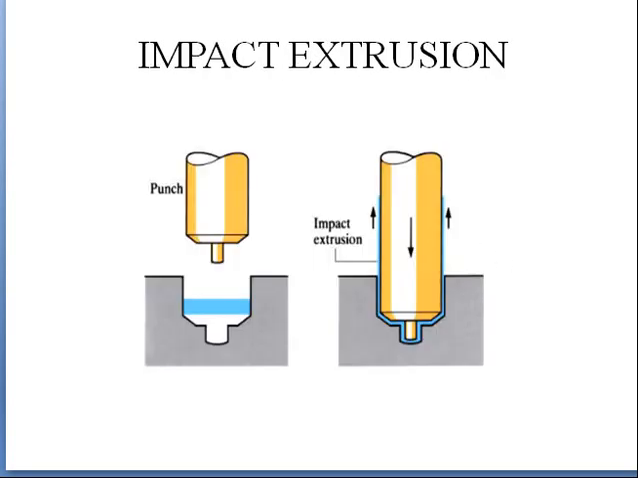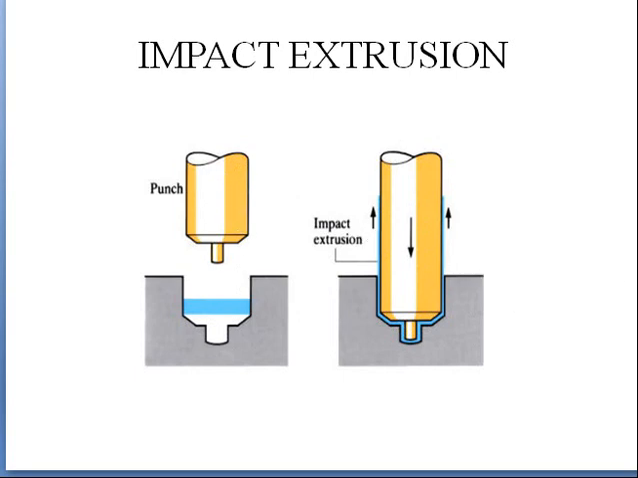Next one is impact extrusion. Impact extrusion is the process where the material flow is in reverse direction. And see, this is the die and this is the material and this is the punch. And now when the punch comes and hits the workpiece, this material will start flowing in reverse direction because of the impact force applied by the punch.